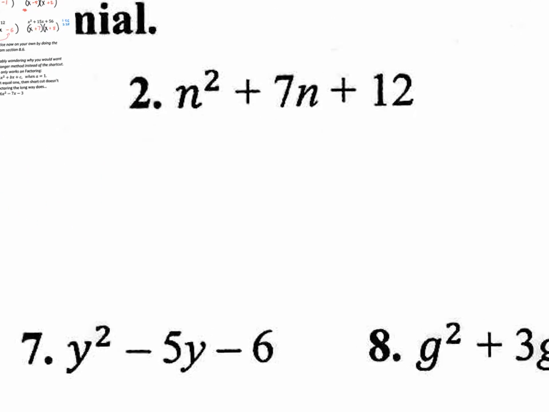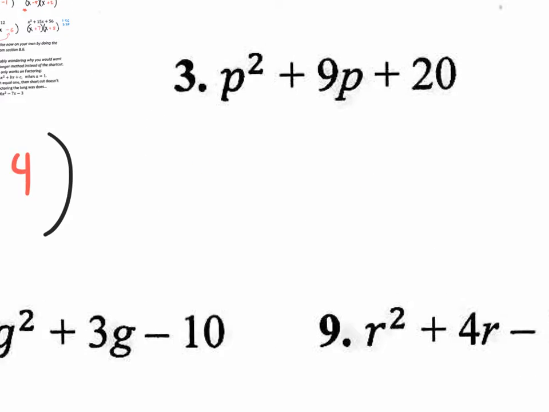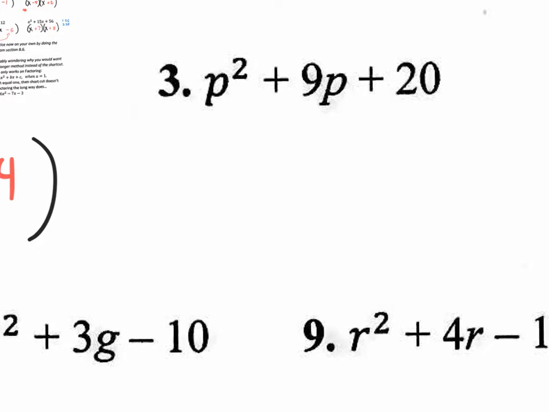So let's look at number 2. And always set up your format: parenthesis, parenthesis, parenthesis, parenthesis, n. What times what is 12 that if I add together is 7? 3 and 4. And it's important that we put the plus sign, right? Positive 3, positive 4. So as you can see, you'll get the whole worksheet done in a couple of minutes.